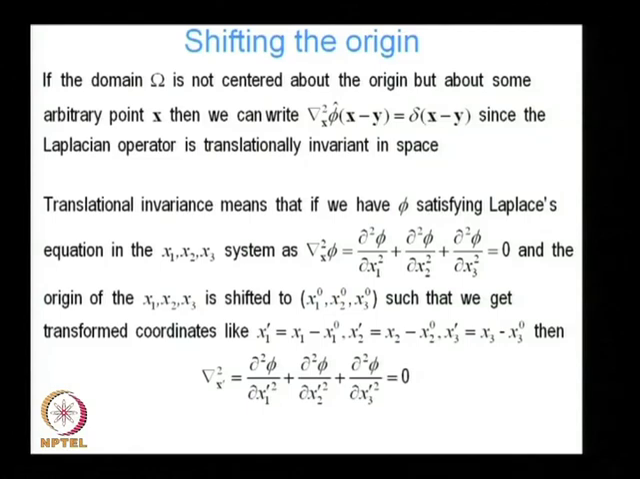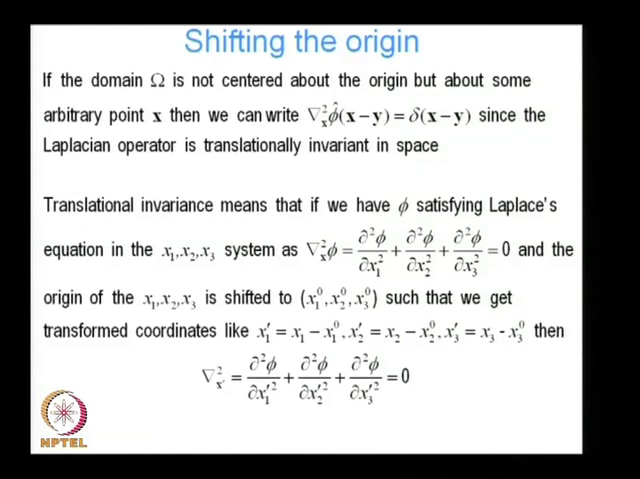In case my domain is not centered at the origin, but about some arbitrary point y, then we can write Laplacian of phi hat x minus y is equal to delta x minus y, right. Why can we write that? Well, we can write that because the Laplacian operator is translationally invariant in space. What does that mean?